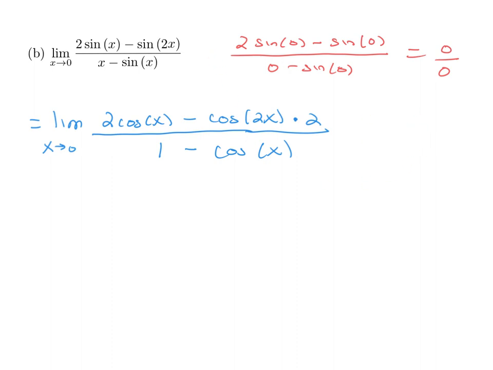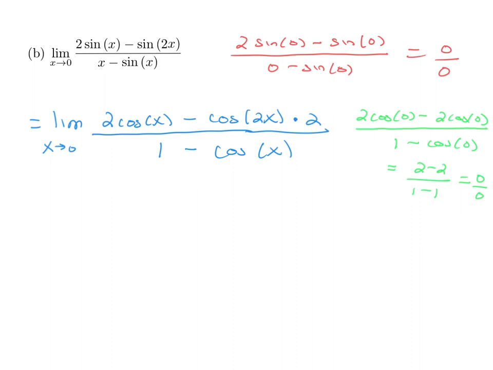So let's see what happens if we put 0 in place of x this time. This is 2 cosine of 0 minus, that's really 2 times, again, cosine of 0. I just put the 2 first. Divided by 1 minus cosine of 0. What does this whole thing simplify to? Cosine of 0 is 1. This means the top is 2 minus 2 over 1 minus 1. We again have a 0 over 0. This means we can actually apply L'Hopital's rule again.